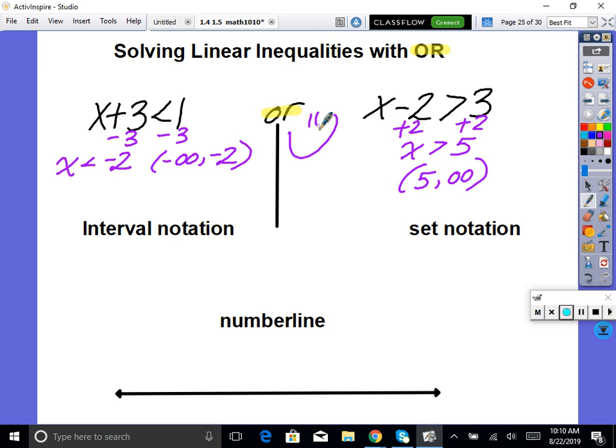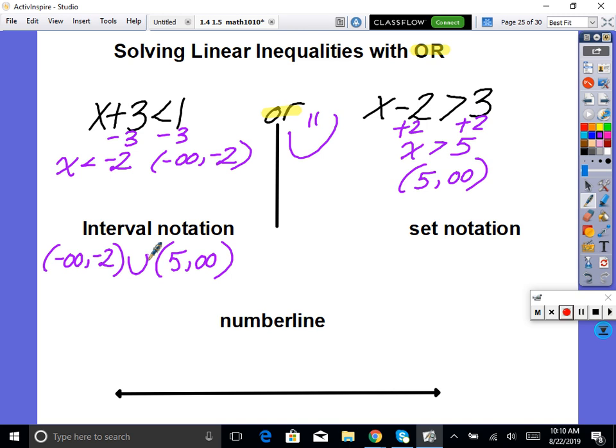So let's do our interval notation. Negative infinity up to negative 2. Then we skipped some values. We started from 5 and went to infinity. Now how we do it is we write union. It's uniting these answers together. So yes, there is a gap of numbers that are not in our solution set.